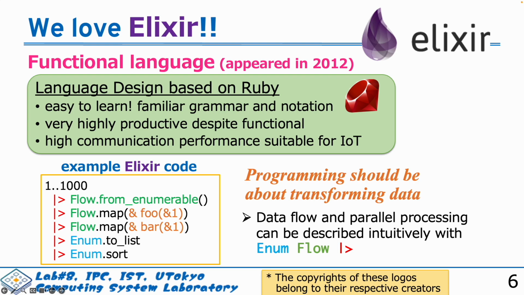This is one example code in Elixir. This code generates a list from 1 to 1000, distributes the list elements to each core, applies the functions foo and bar to each element, and finally returns the result as a sorted list. I think programming should be about transforming data. I'm happy if you agree with that. Data flow and parallel processing can be described directly in Elixir.